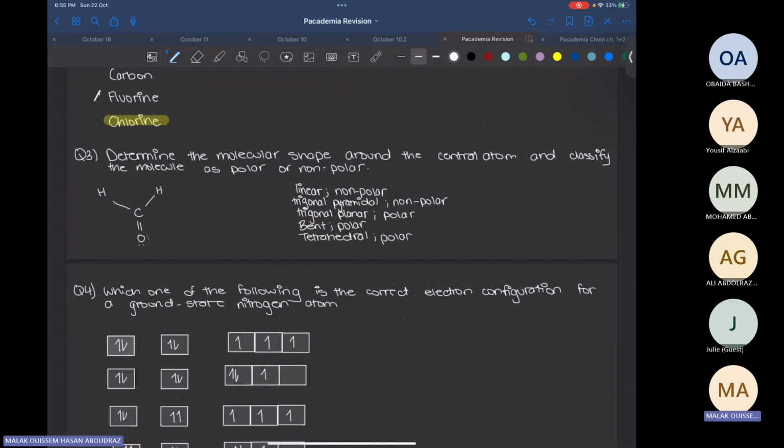So now let's go to question 3. Determine the molecular shape around the central atom and classify the molecule as polar or non-polar. So how many bonds do we have here? 4 bonds, right? But 2 of them are in the same direction, right? Yes. So technically we have 3 bonds.